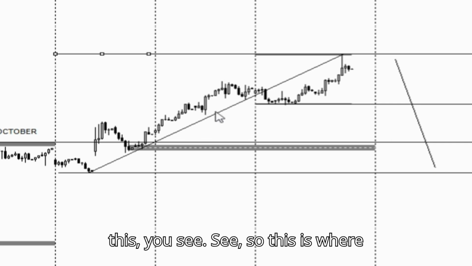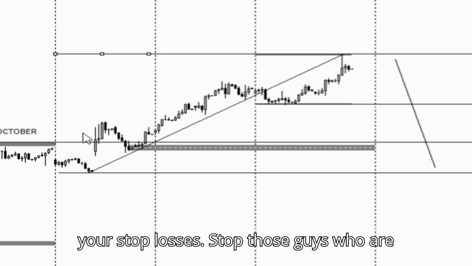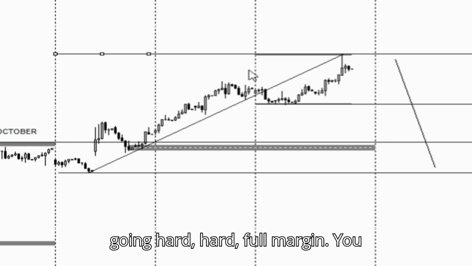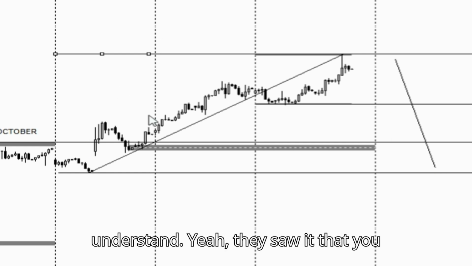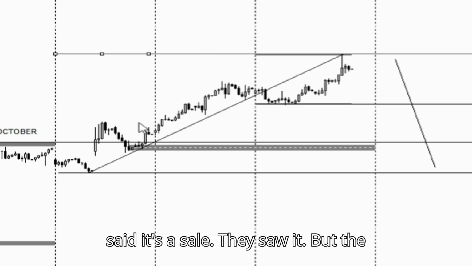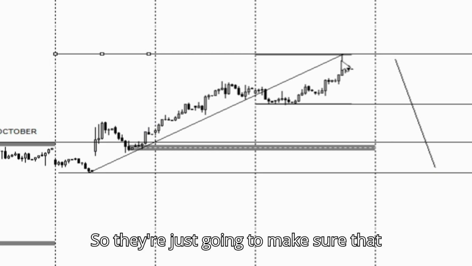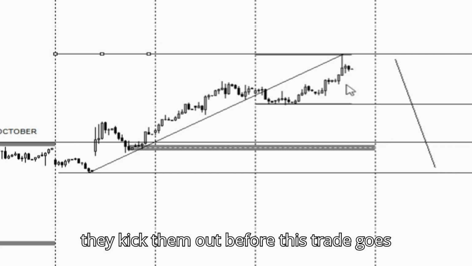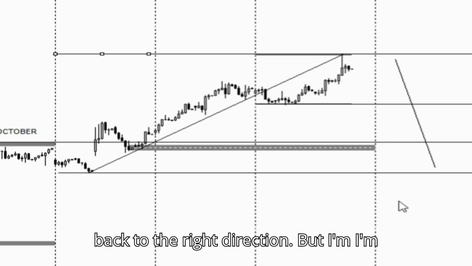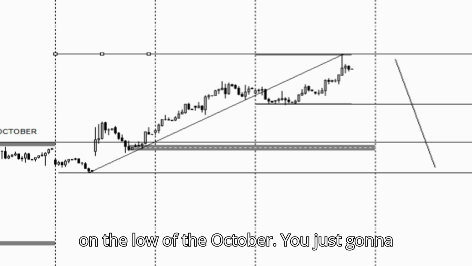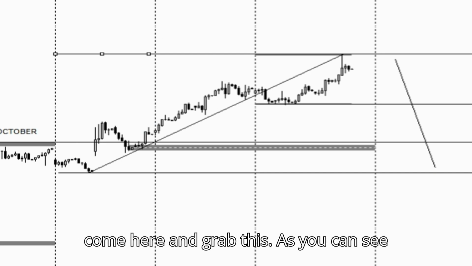So this is where they are manipulating you. They're taking your stop losses. Those guys who are entering, the stop losses, going hard, full margin. You understand? Yeah, they saw that it's selling. It's a sell. They saw it, but the problem is they are not disciplined enough. So they're just going to make sure that they kick them out before this trade goes back in the right direction. But I'm not pretty sure that it will come down here to the low of October. It's just going to come here and grab this.